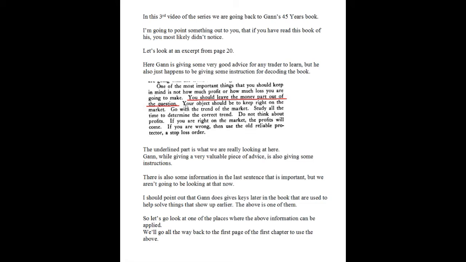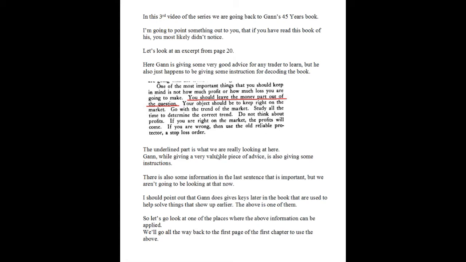Your object should be to keep right on the market and go with the trend of the market. Study all the time to determine the correct trend. Do not think about profits. If you are right on the market, the profits will come. If you are wrong, then use the old reliable protector, a stop loss order.